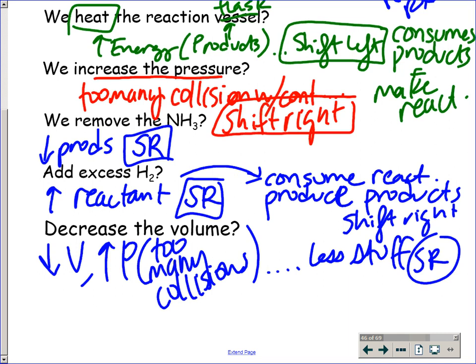Okay, that was a quick example. Look at the example on your paper. Let me see if you guys can do the first one together at your table. It's number 1 on the back side. All you're writing down is shift left, shift right, or no shift.